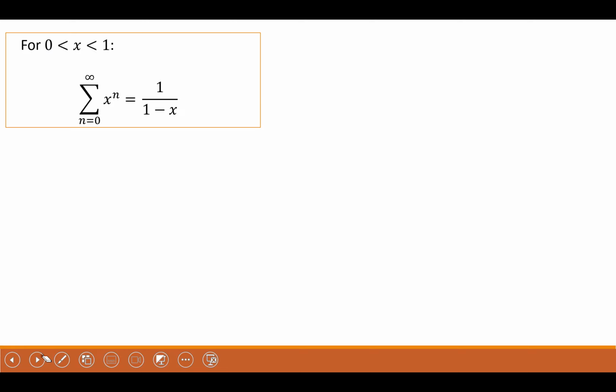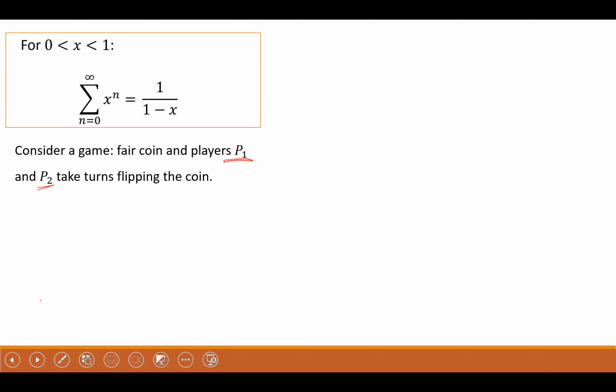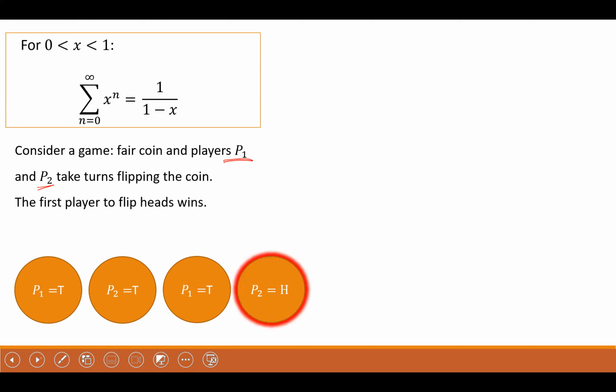Okay, all right, so let's try and solve an actual problem, although a very simple one. We're going to take a game with a fair coin and two players, P1 and P2, and they're going to take turns flipping the coin until it comes up heads. Basically the first player to flip heads wins. So player one flips first, they get tails. Player two flips second, they get tails. Player one flips third, they get tails. Player two flips fourth, they get heads. Player two wins. Okay, so that's the game.